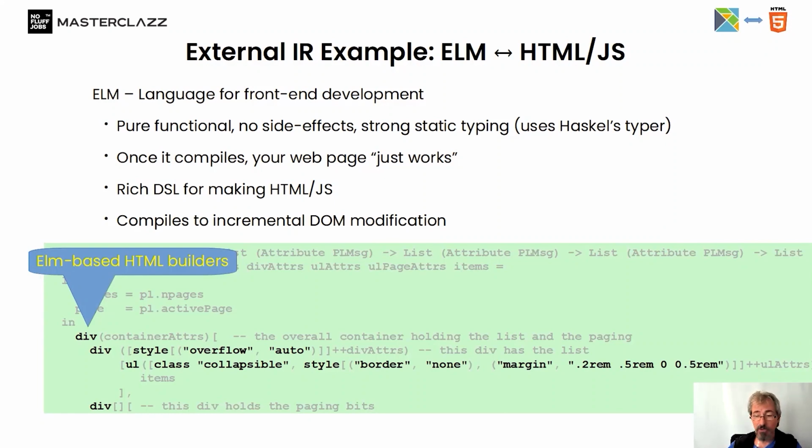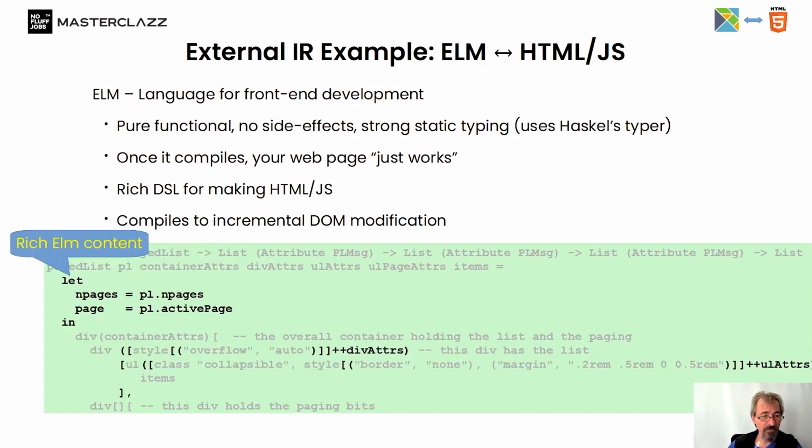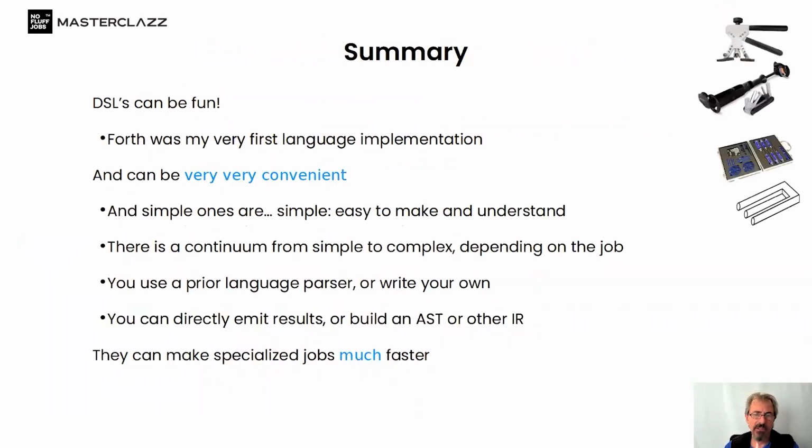So I have Elm-based HTML builder. I have Elm code that also smells like HTML that I'm using to build my HTML structures. And I have some rich Elm content that does whatever Elm does, including maps over functional things and concatenation and zipping and unzipping structures and things you might want to do with large data structures, pretty reasonably, in a high-level language. Okay. What can I say about DSLs here?